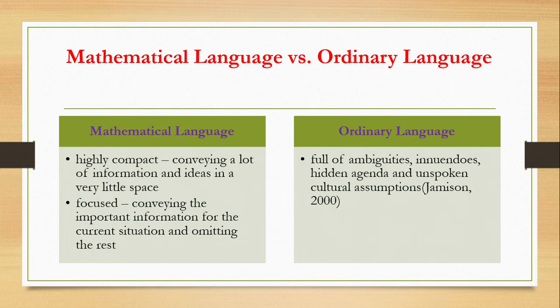So we have two comparisons regarding mathematical language versus ordinary language. We know that mathematical language is highly compact and focused. It is highly compact, conveying a lot of information and ideas in a very little space. And it is focused because it conveys the important information for the current situation and omits the rest. While the ordinary language is full of ambiguities and innuendos, hidden agenda, and unspoken cultural assumptions, according to Jamison 2000.